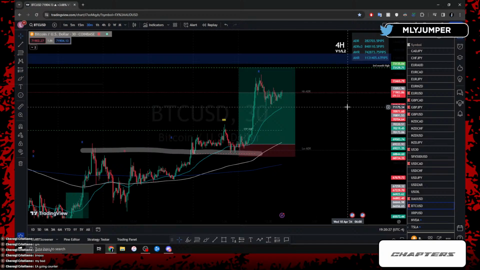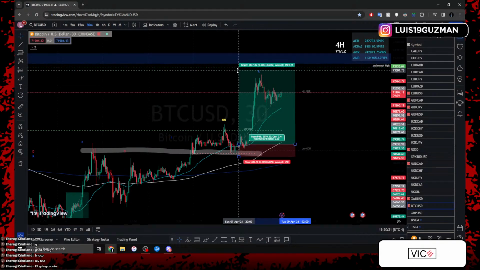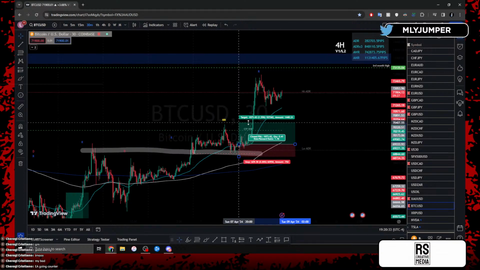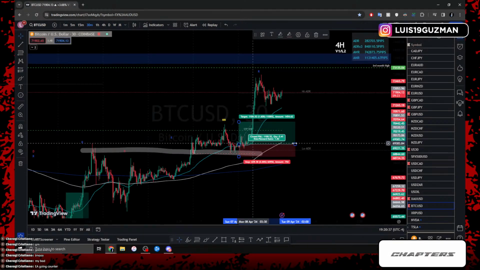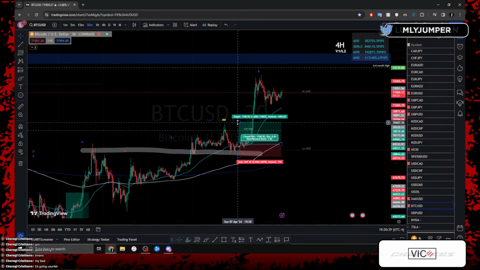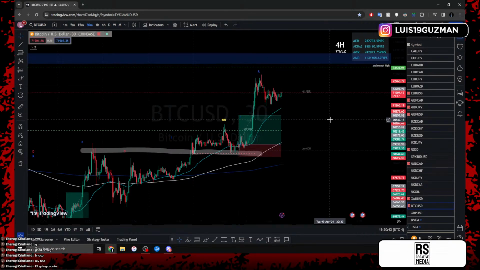If I get a steep change of character at this point, I already moved my stops to down here, right? I'm cashing out that 1-1. If it goes right back down, then we'll wait for another entry. So I'm gonna keep this one like this for now.